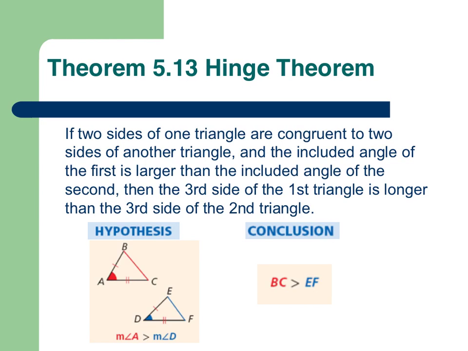So if you look at these triangles that are here, it's saying that these two have two pairs of sides that are already the same. So you've got to have two pairs of sides that are already the same. And then, in this case, it's saying that the measure of angle A is bigger than the measure of angle D. So the red angle is bigger than the blue one. Your conclusion is that the side opposite the red one, or BC, is going to be bigger than the side opposite the blue one, which is EF.